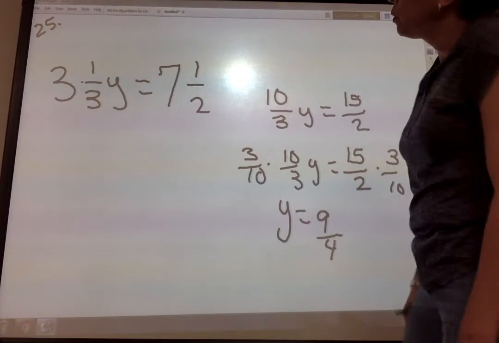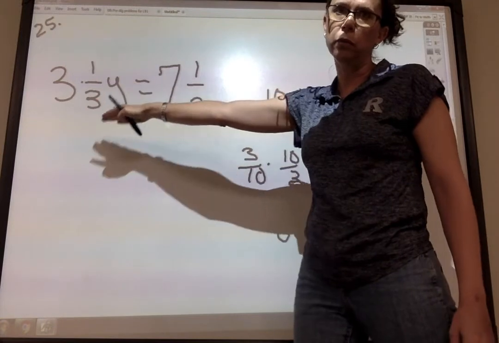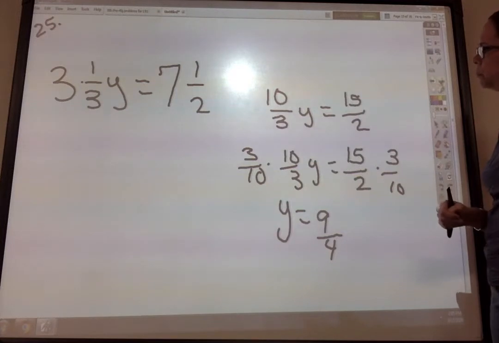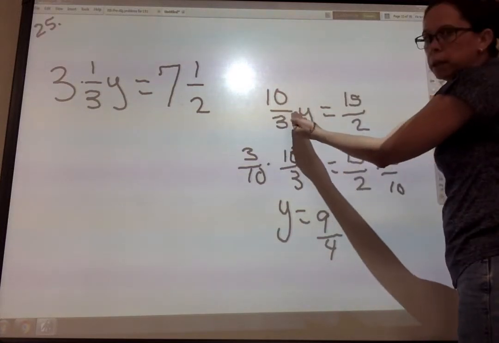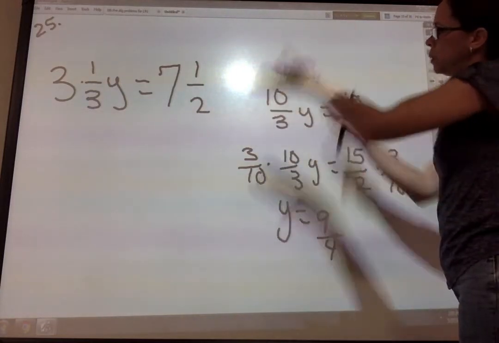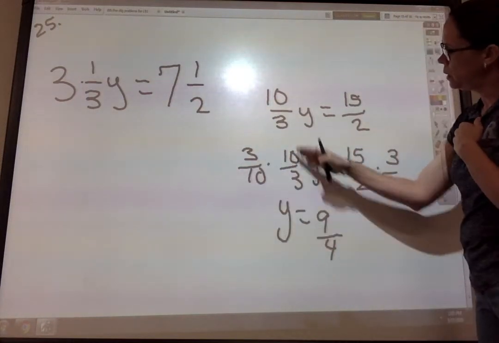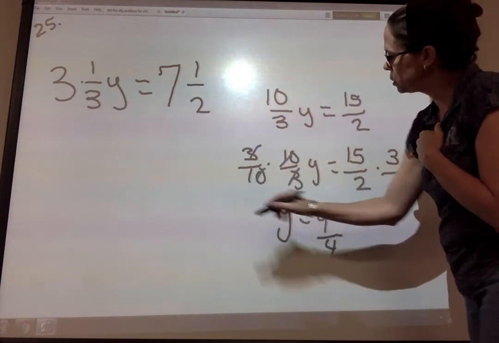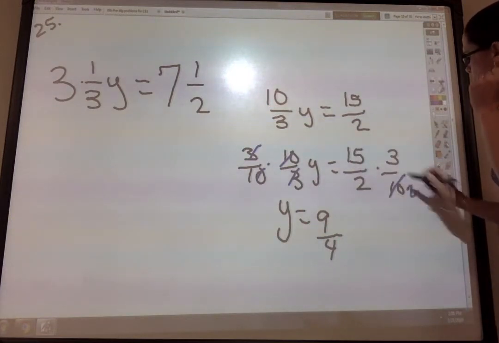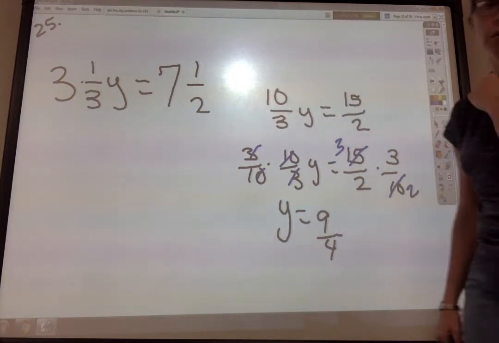Number 25. 3 1/3 y equals 7 1/2. So I need to, first of all, get rid of mixed numbers. 10/3 y equals 15/2. What's happening to y? It's being multiplied by 10/3. How do I undo multiply by 10/3? Divide by 10/3, which means multiply by the reciprocal. So I'm going to multiply both sides by 3/10. 3/10 over here. These cancel, which is what I want. I just want y. 15 halves times 3/10. These reduce to 5 and 3. 3 times 3 is 9. 2 times 2 is 4. So y is equal to 9/4.